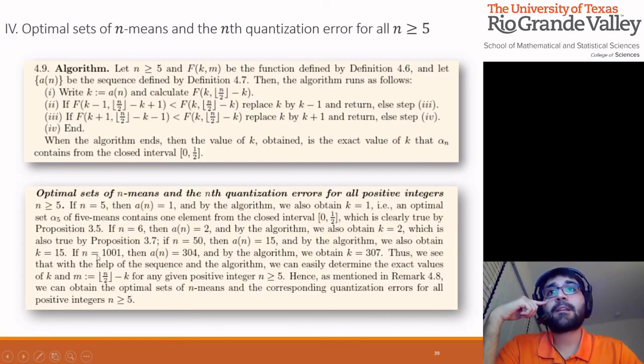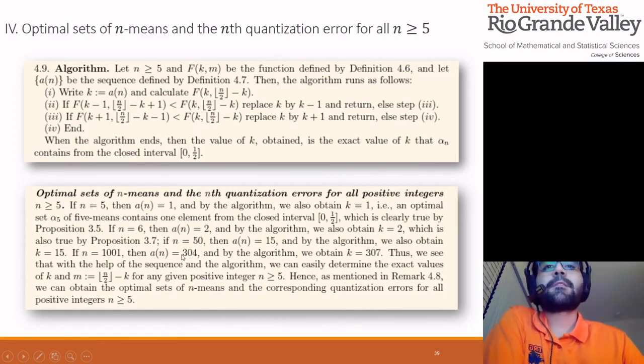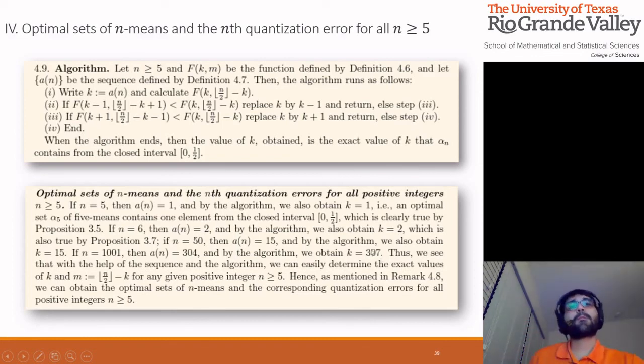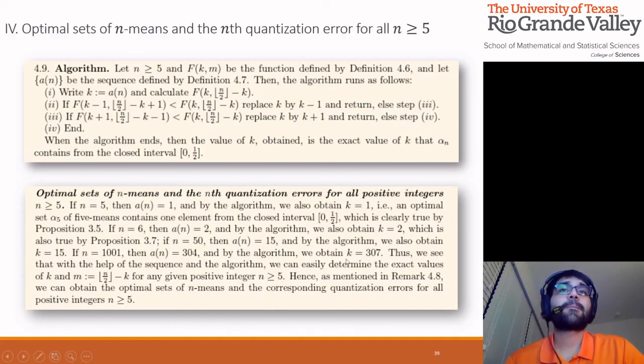When we tried n equals 1001, the original k given by the sequence was 304. When we run the algorithm, we obtain that k, in fact, is 307. So this is one of the examples where the algorithm gave us the actual k when comparing with different values of k.